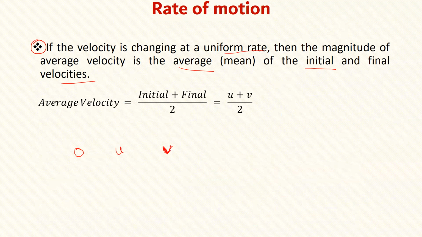In that case, what would be the expression for average velocity? The average velocity is simply given by the sum of initial and final velocity divided by 2. I hope you have understood how you can calculate average velocity. Once again, average velocity is simply the average of initial and final velocities.